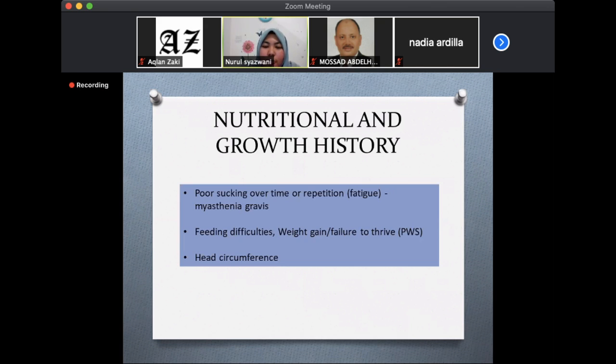So they will also have feeding difficulty, weight gain or failure to thrive, especially in Prader-Willi syndrome, and also head circumference.